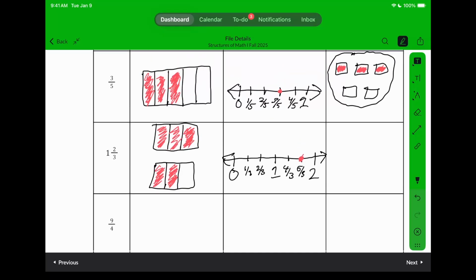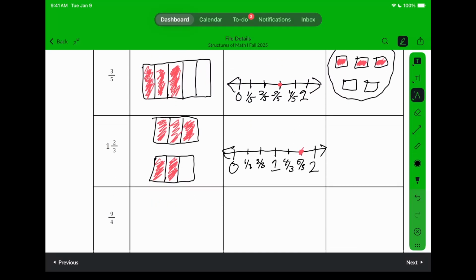That's the same as the 1 and 2/3. But again, if you didn't want to draw that 0 part, you can just start at 1, 2, and then that'd be your 1 and 2/3 there. You can do that and not start at 0. It's perfectly fine.